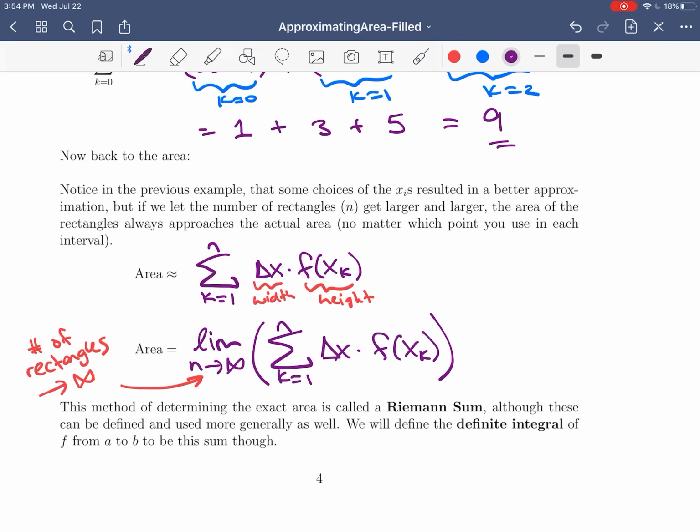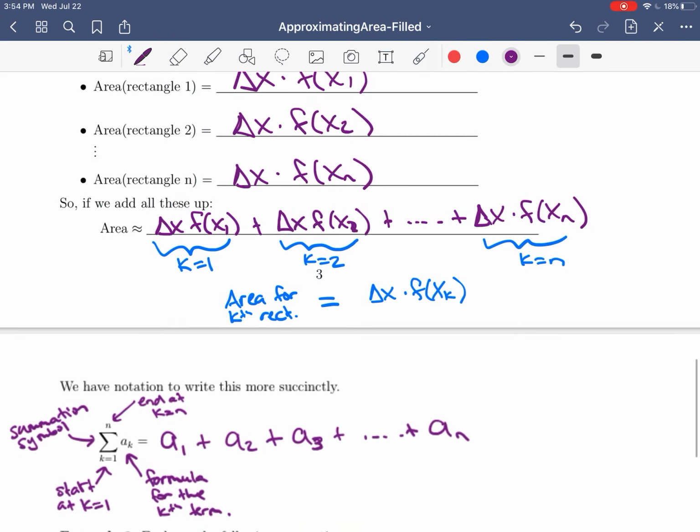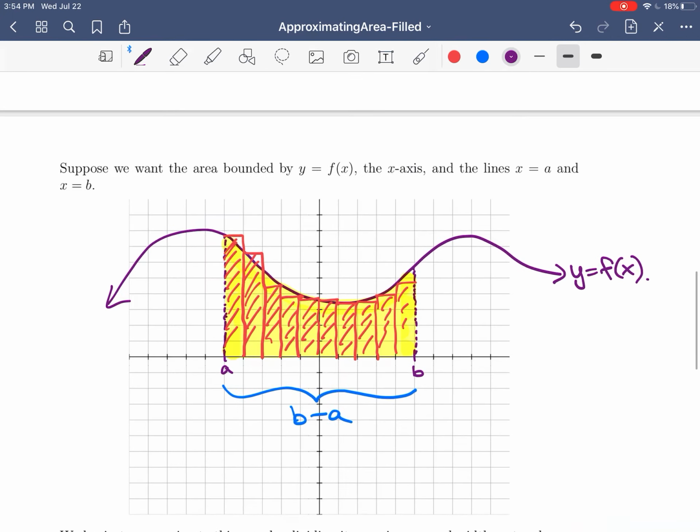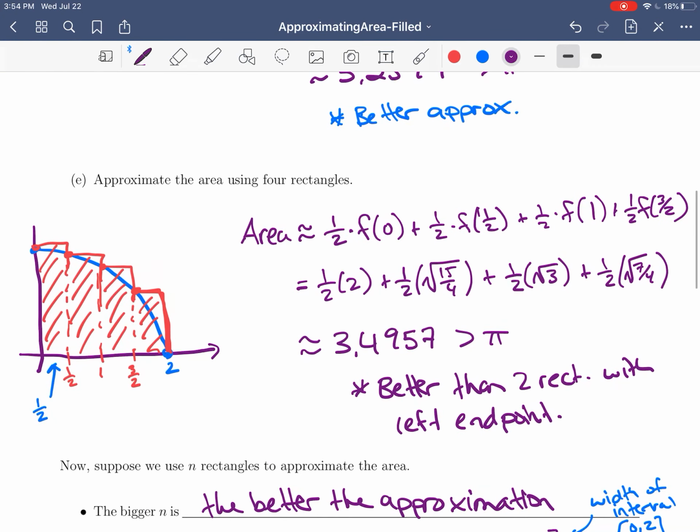Now, this is called a Riemann sum. This is a specific, not as general of a Riemann sum as you could have. We're not going to actually do these in this class, so you're going to be responsible for approximating areas using a given number of rectangles and an endpoint. So I would say use 4 rectangles and the left endpoint and approximate the area. You're going to be responsible for something like that.